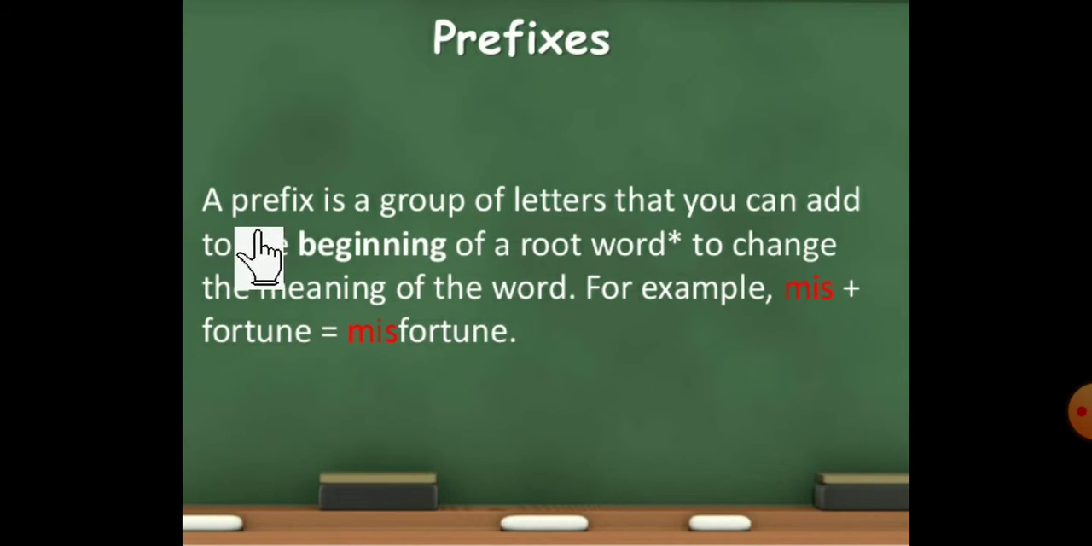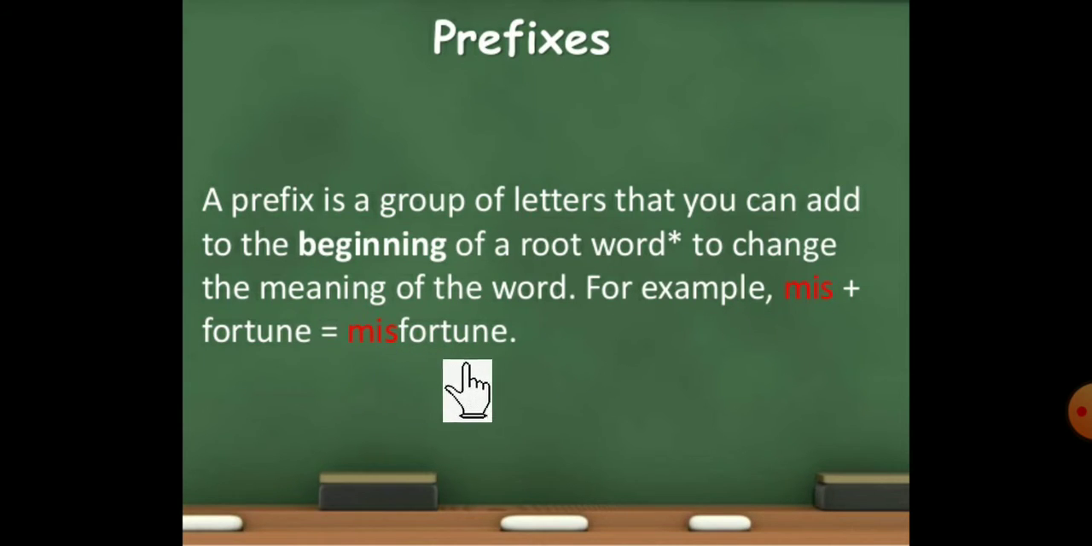So what does prefix mean? Now we have to see. A prefix is a group of letters that you can add to the beginning of the root word. Got it? Pre means the beginning of the root word, and it changes the meaning of the word. So why are we using this prefix? To change the meaning of that word. For example, employment we have already seen. Now we are going to see a new example: mis plus fortune is misfortune. Misfortune. So mis, what is it? Prefix.